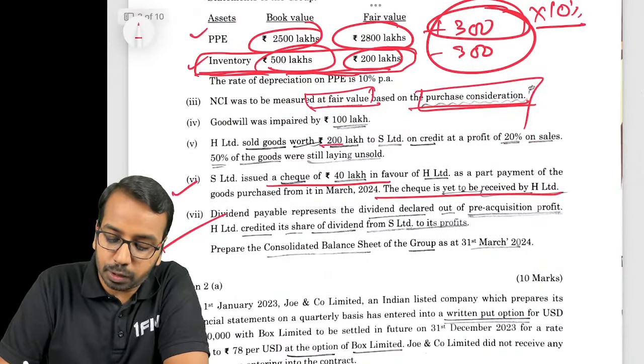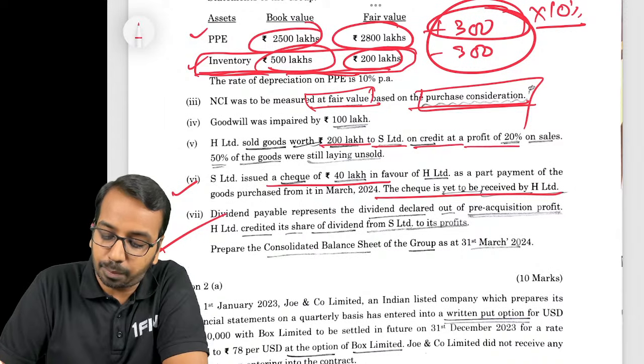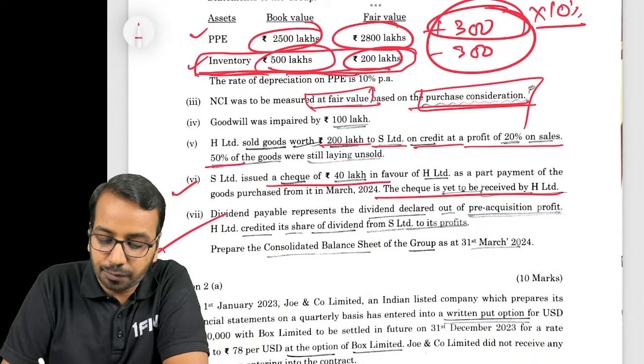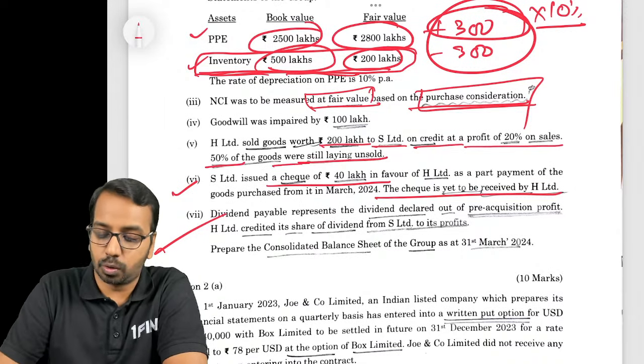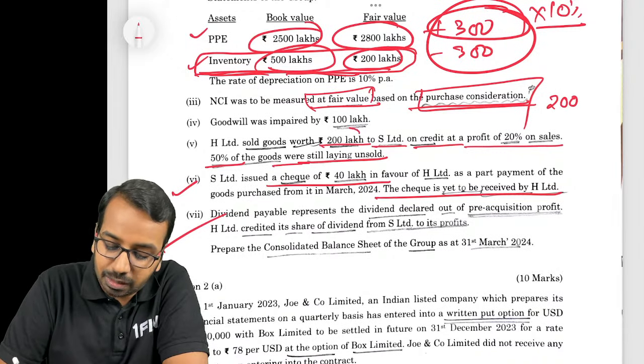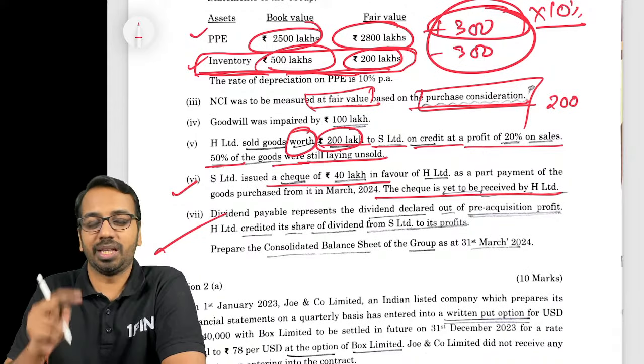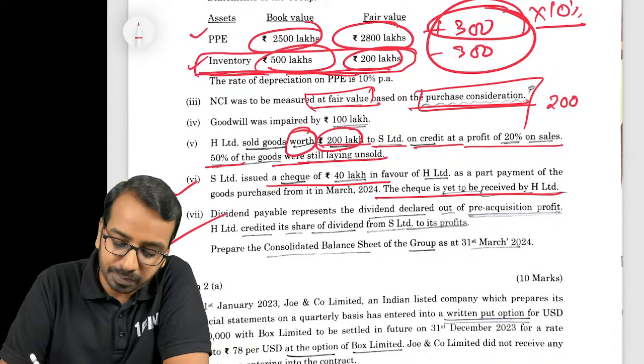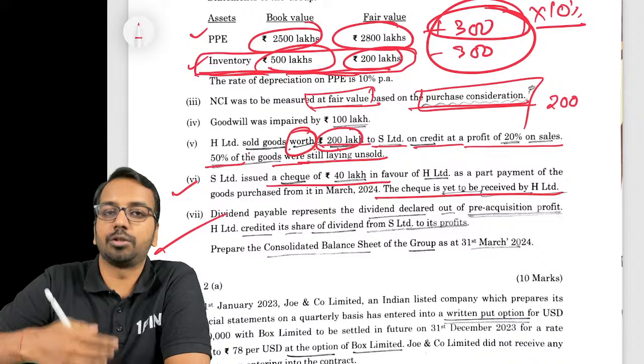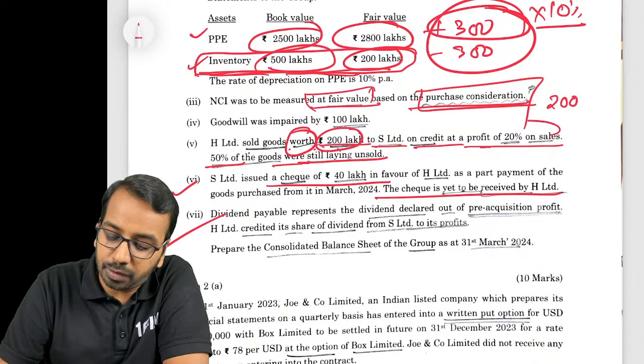Then goods worth 200 lakhs sold to S Limited on credit at a profit of 20% on sales. 50% of the goods were still lying unsold. So we have sold 200 lakhs. Now this 200 lakhs, when they say worth, is it cost or is it sale value? Again, that is slightly not clear, but sold goods worth 200 lakhs means we'll assume this is the sale value at a profit of 20% on sale.